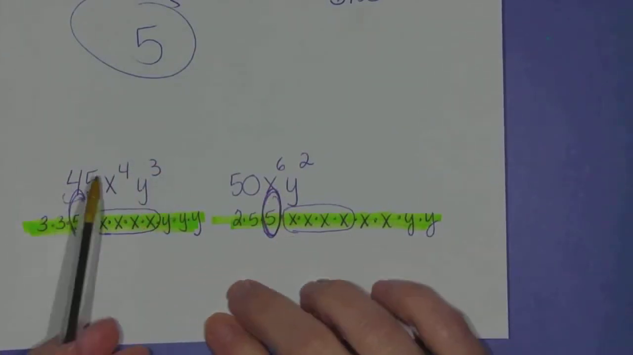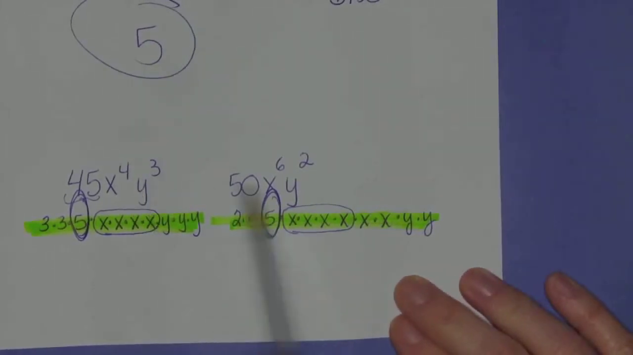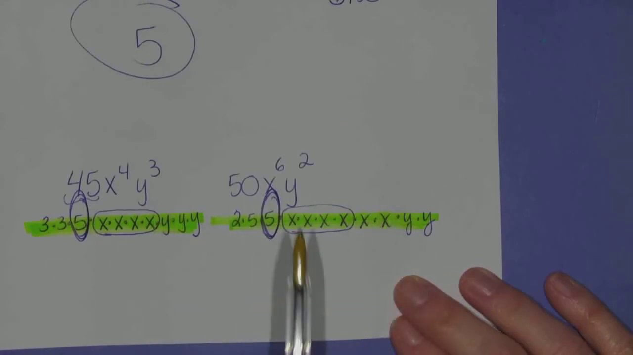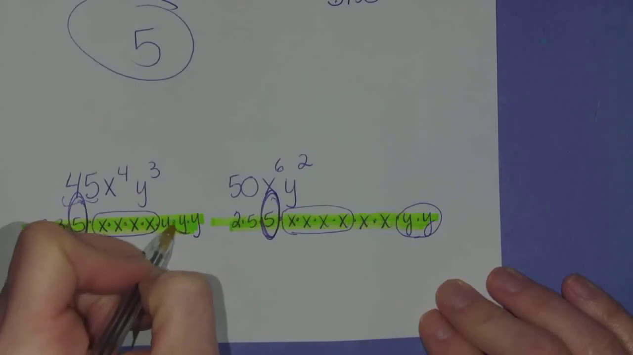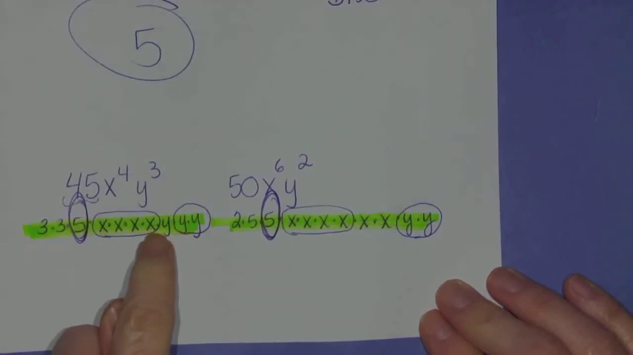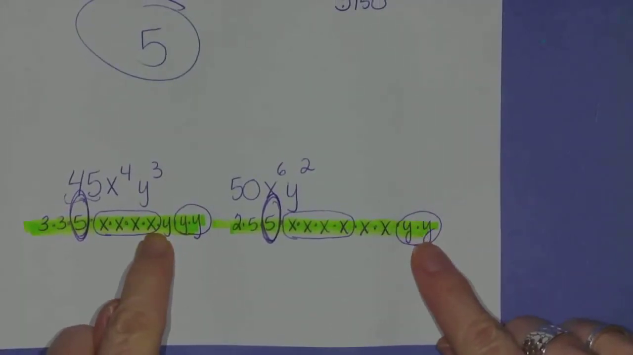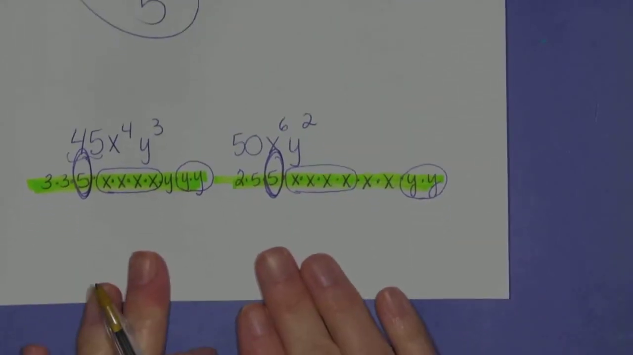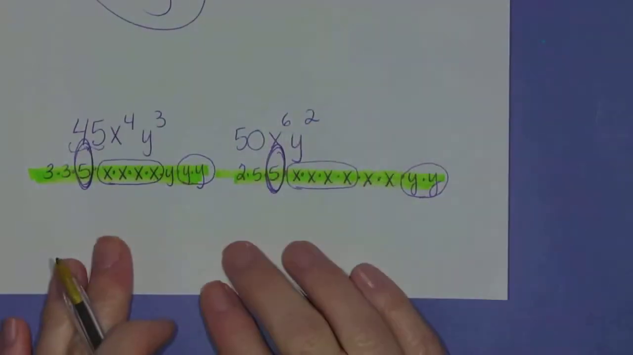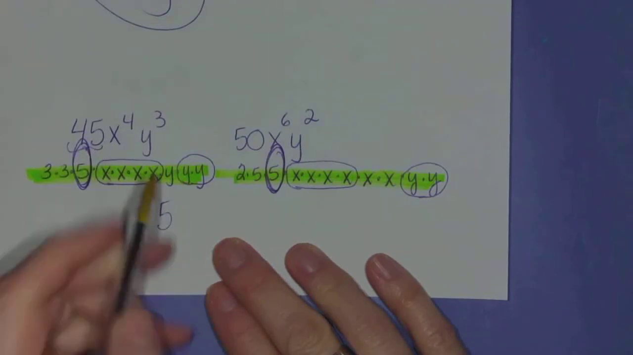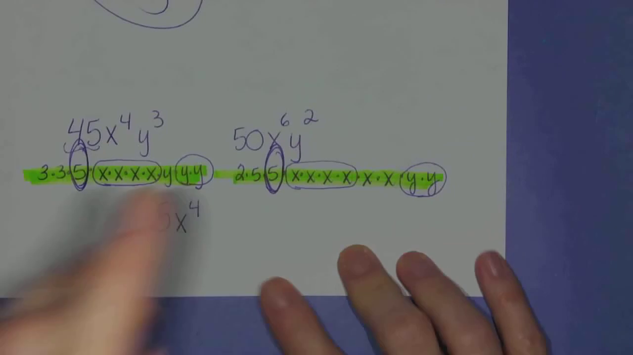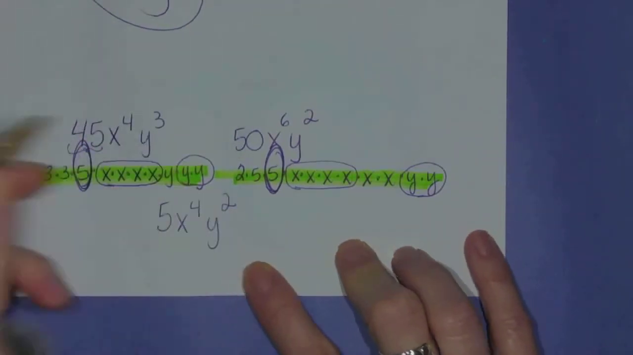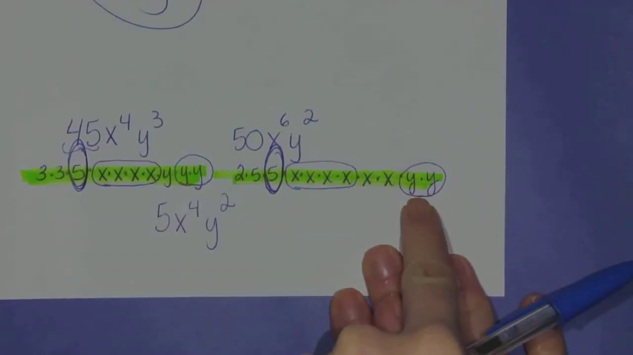Okay, and as for the y's, this has 3 y's. This monomial has 2. So how many can I circle from both at the same time in common? 2 and 2. See, I can't circle that y because there's not a y to circle over here. So the GCF of this problem is 5x to the 4th, because you've got 4 here, 4 here, y to the 2nd, 2 and 2.